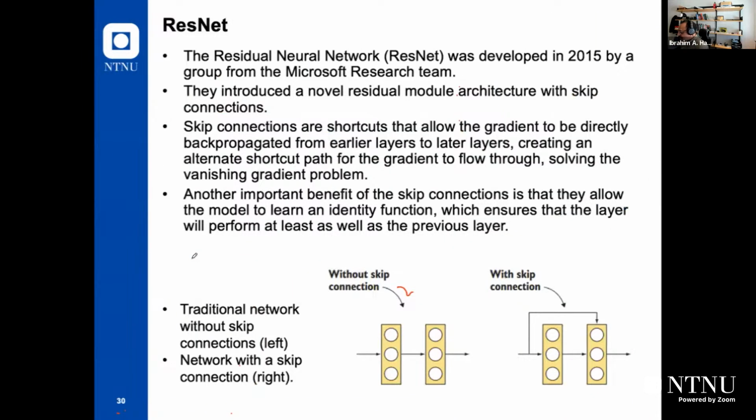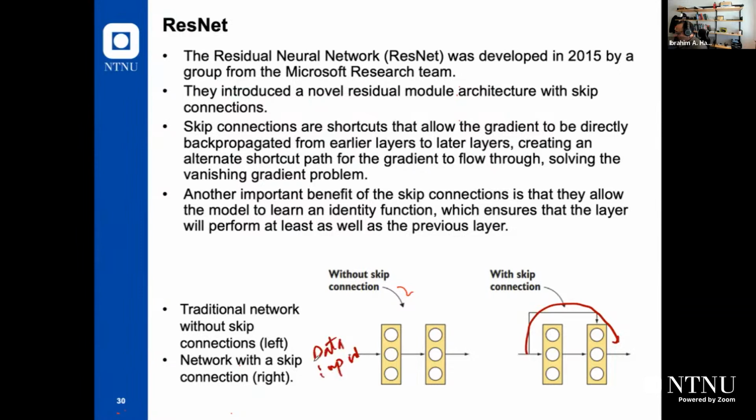We have something else, which is the last one, ResNet, which is Residual Neural Network. ResNet was developed in 2015 by a group from the Microsoft research team, and they introduced a novel residual module architecture with the skip connection. We have here for the first time something called the skip connection, right? Skip connections are shortcuts that allow the gradient to be directly backpropagated from earlier layers to later layers, right? Earlier layers means we are close to the data, the raw data, the input.